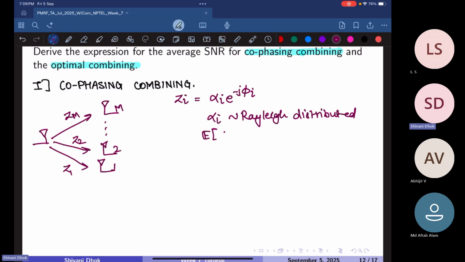Then expectation of alpha i square is 2 sigma i square, and expectation of alpha i, that is the mean, is under root pi by 2 into sigma i. So these are the standard results for your Rayleigh distribution.